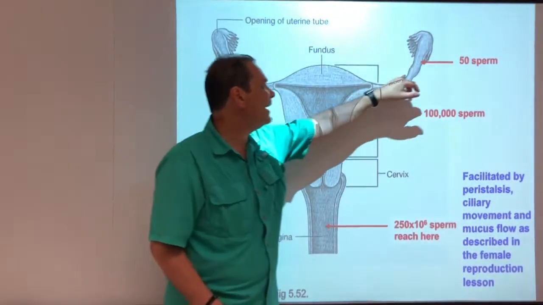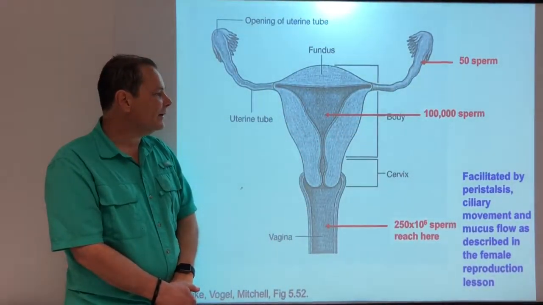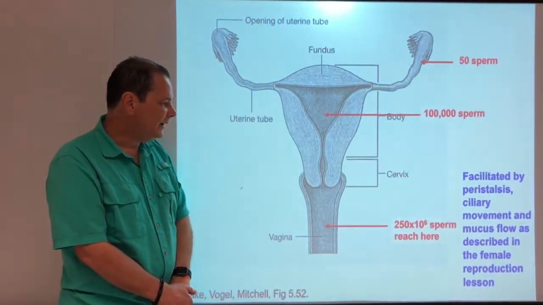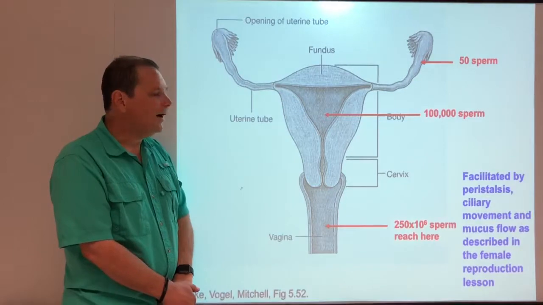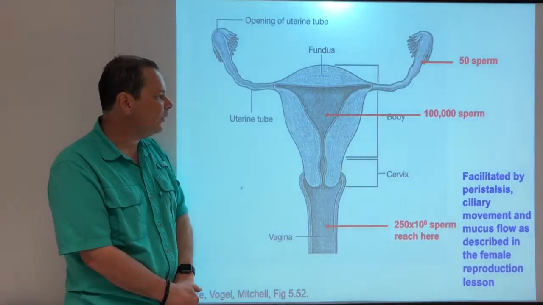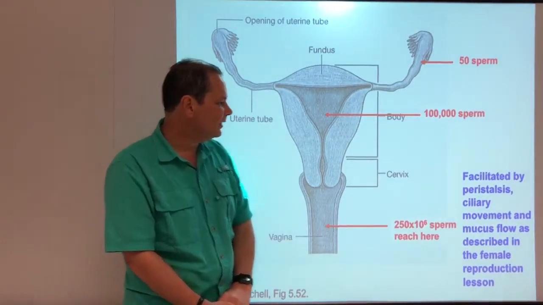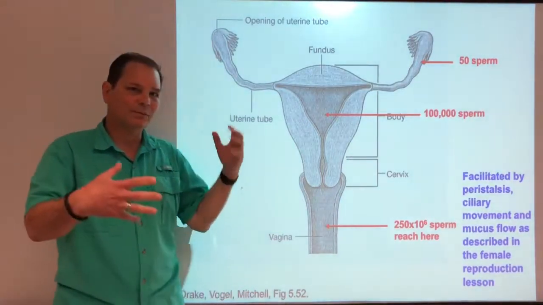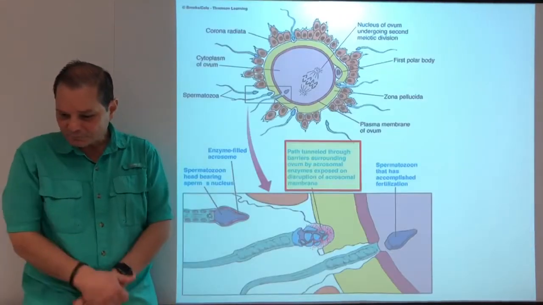And then if you look at how many actually make it up the oviduct to get anywhere near the ovum, you're talking about only about 50 of this 250 million sperm. So there's quite a process of weeding out the weak, if you like, so that only the strong survive as they get closer to the ovum. And of course, all of this is facilitated by all of the things that we talked about in the female reproduction lesson: peristalsis, ciliary movement, mucus flow, things like that, all working to bring the sperm and the ovum together so that fertilization can take place.